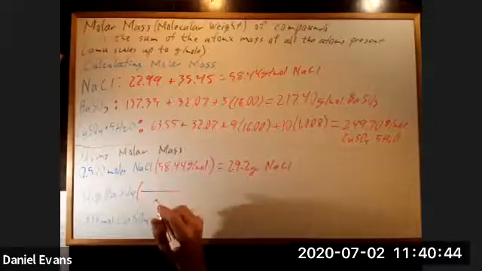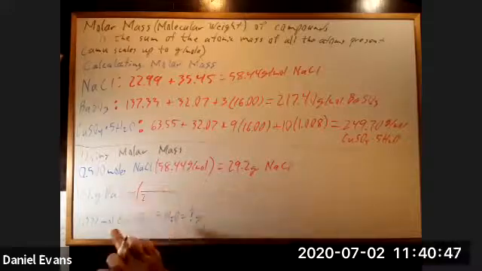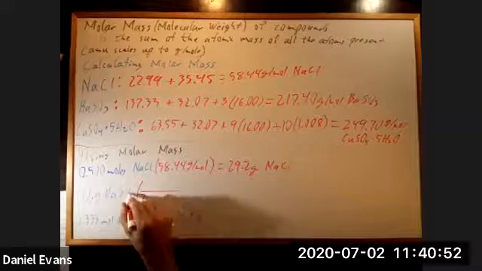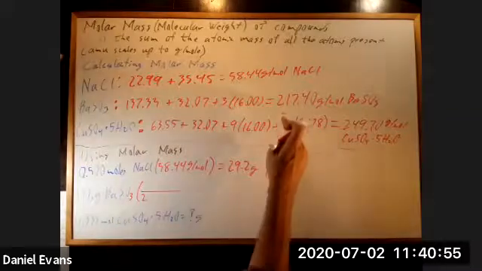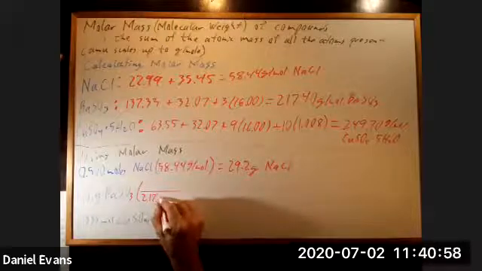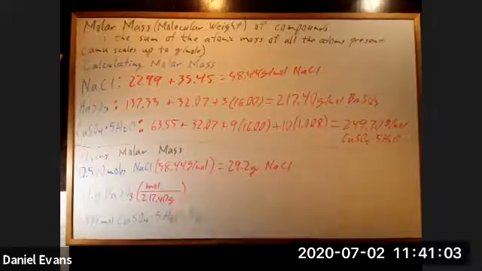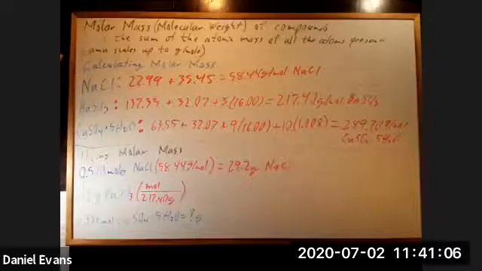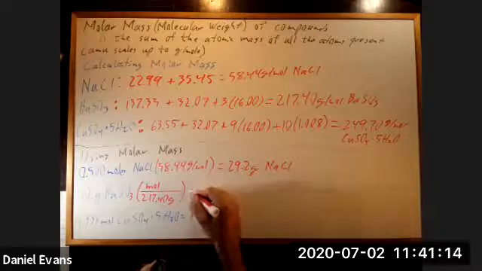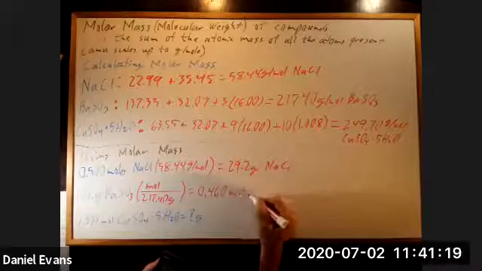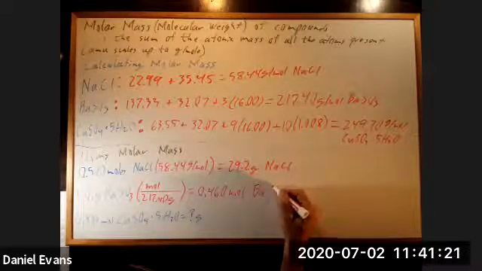So we have, oops, I wrote SO4 there. Turn this back to a SO3. So we have 217.4 grams per mole. Run this through the calculator. We end up with 0.460 moles of the barium sulfite.